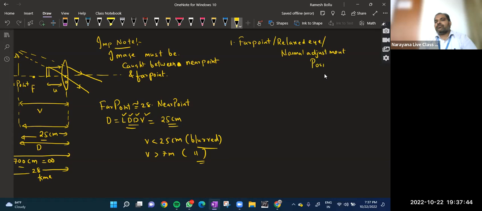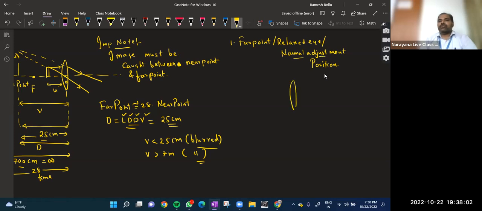Normal adjustment means what? Your eye should be normal, no? Normal means how long do you see? You will not feel strain. Correct or not? Say yes or no? Yes, sir. Okay, so that's why it is called the normal adjustment position.